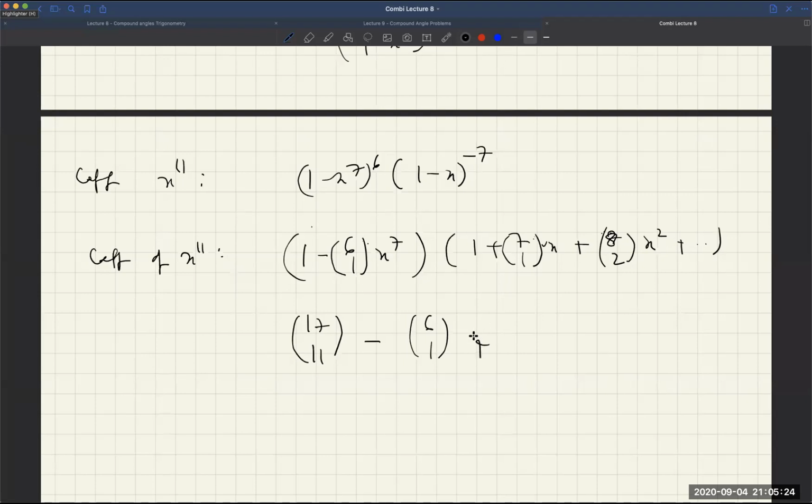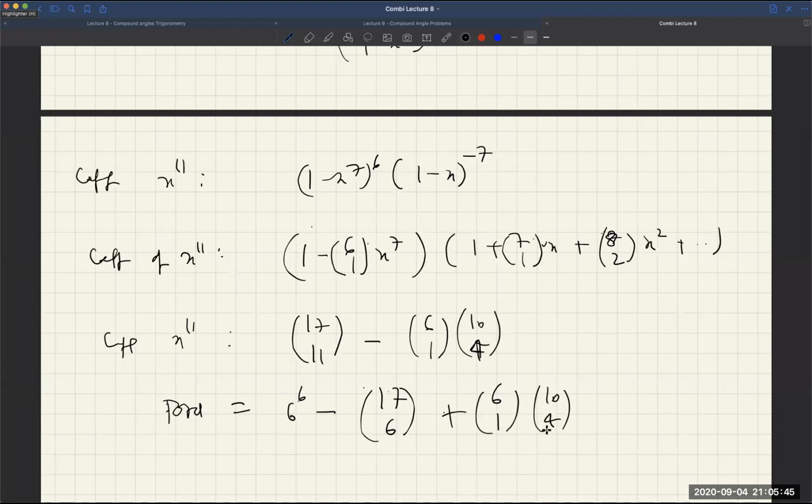So 4 choose, the difference here is 6, so 10 will come. So 10 choose 4 into 6 choose 11. This is the value of the coefficient of x raised to 11. So therefore total required ways will be 6 raised to 6 minus 17 choose 6 plus 6 choose 1 into 10 choose 4. I hope this is very clear, the answer to this problem. It's a very big number, so I'm not calculating it. Is this okay?